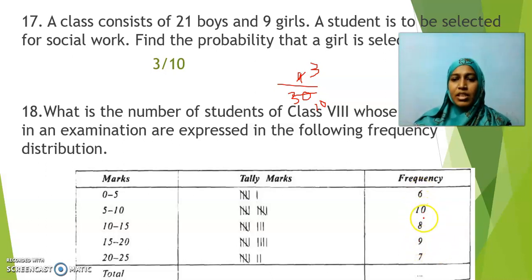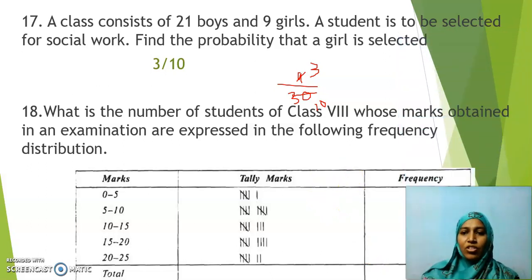10 plus 6, 16. 16 plus 4, 24. 24 plus 9, 33. 33 plus 7, 40 is the answer. Is it clear? Okay, children.